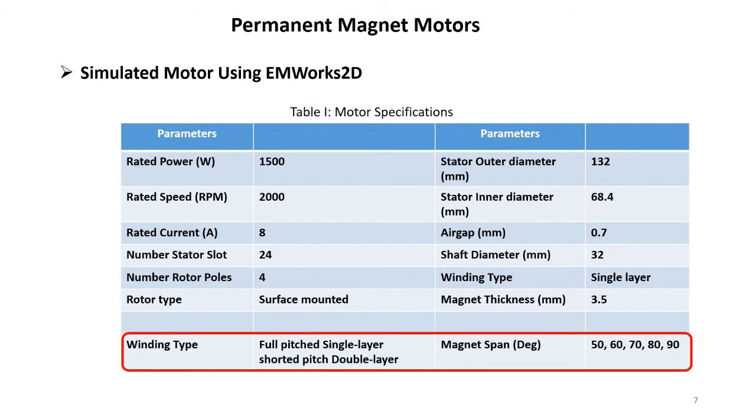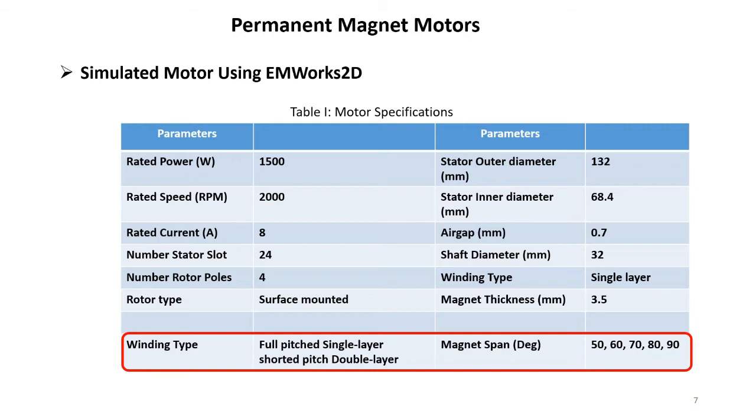In the first one, we are going to see the magnet span. We are going to change the magnet span from 50, 60, 70, 80, 90 degrees and see how the back EMF is going to change.